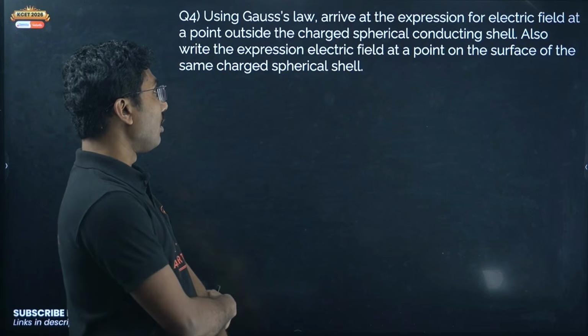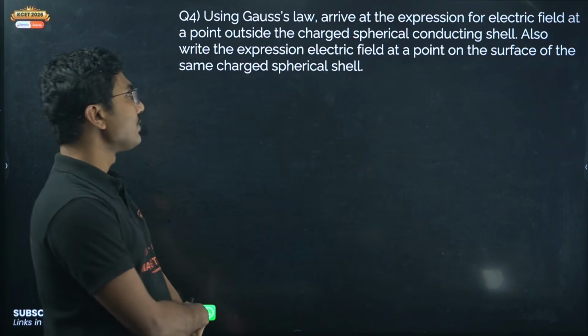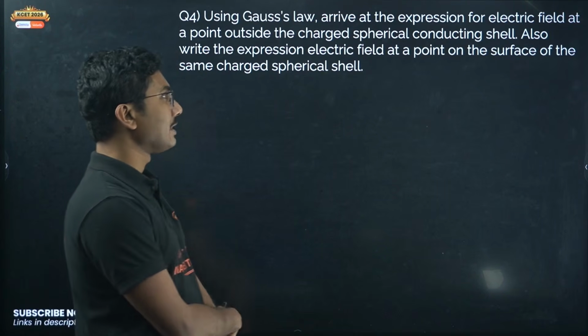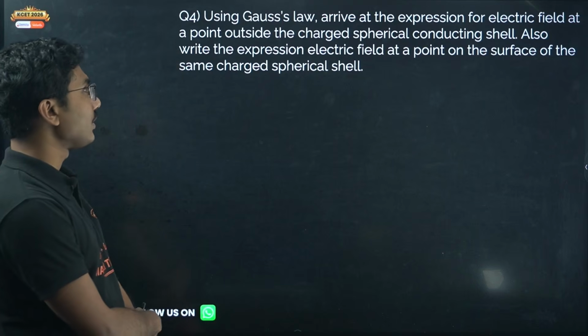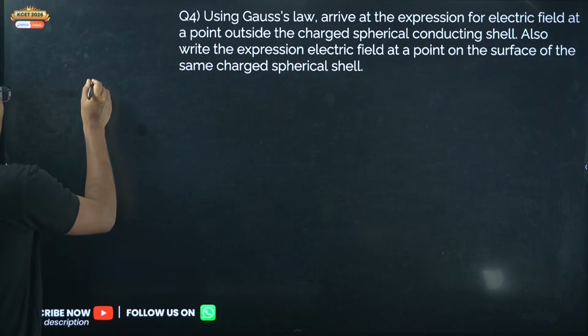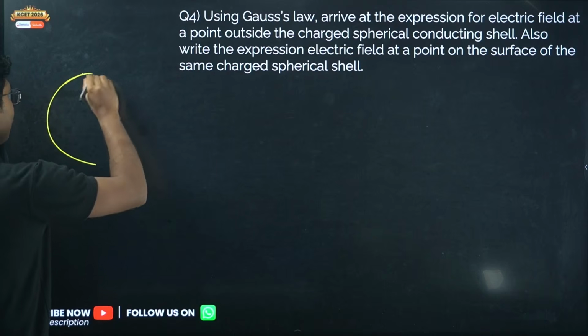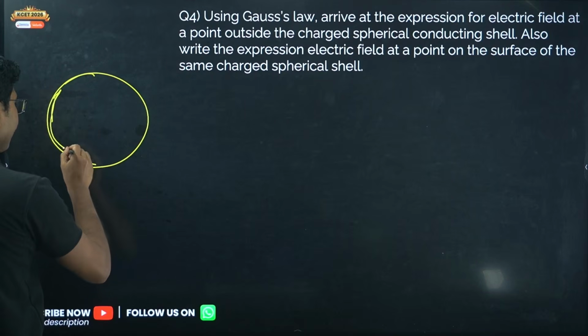Using Gauss's law, arrive at the expression for electric field at a point outside the charged spherical conducting shell. Also write the expression for electric field at a point on the surface of the same charged spherical shell. So let's see. Based on this, last year we have seen a numerical question. Maybe this year they might give this as a derivation. This is another very easy derivation.